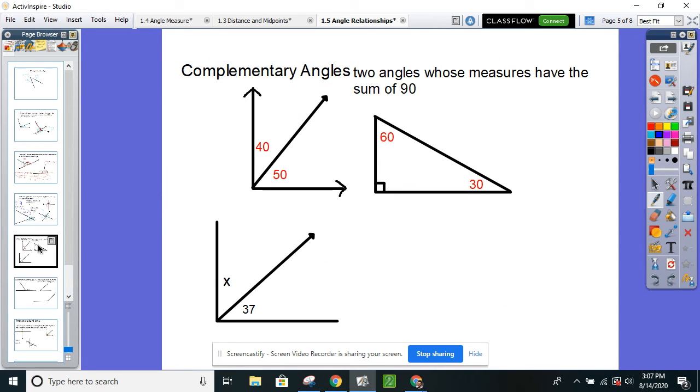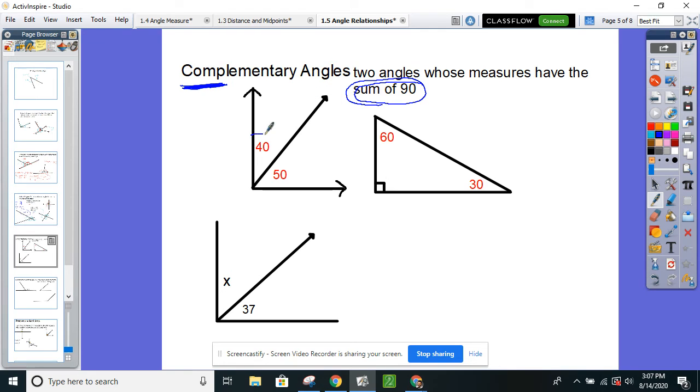Next one up, let's talk about complementary angles. There's two things we're talking about: complementary and supplementary, and for some reason we get those confused. So let's do our best now. Complementary angles are of course two angles whose sum is 90. Complementary angles equal 90.